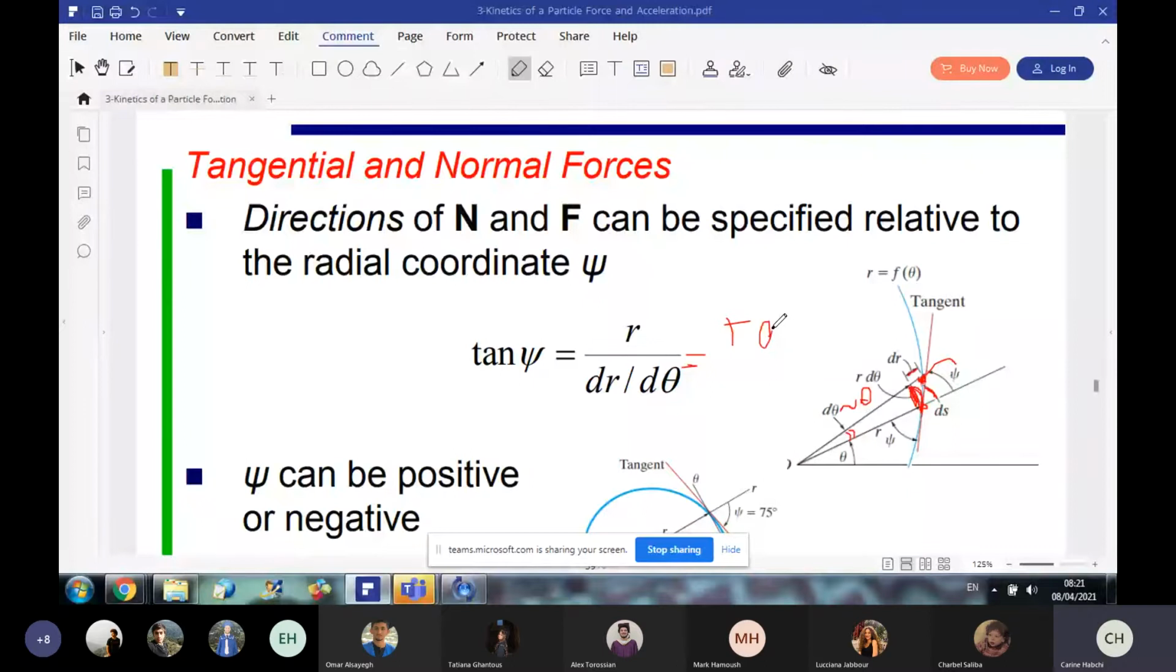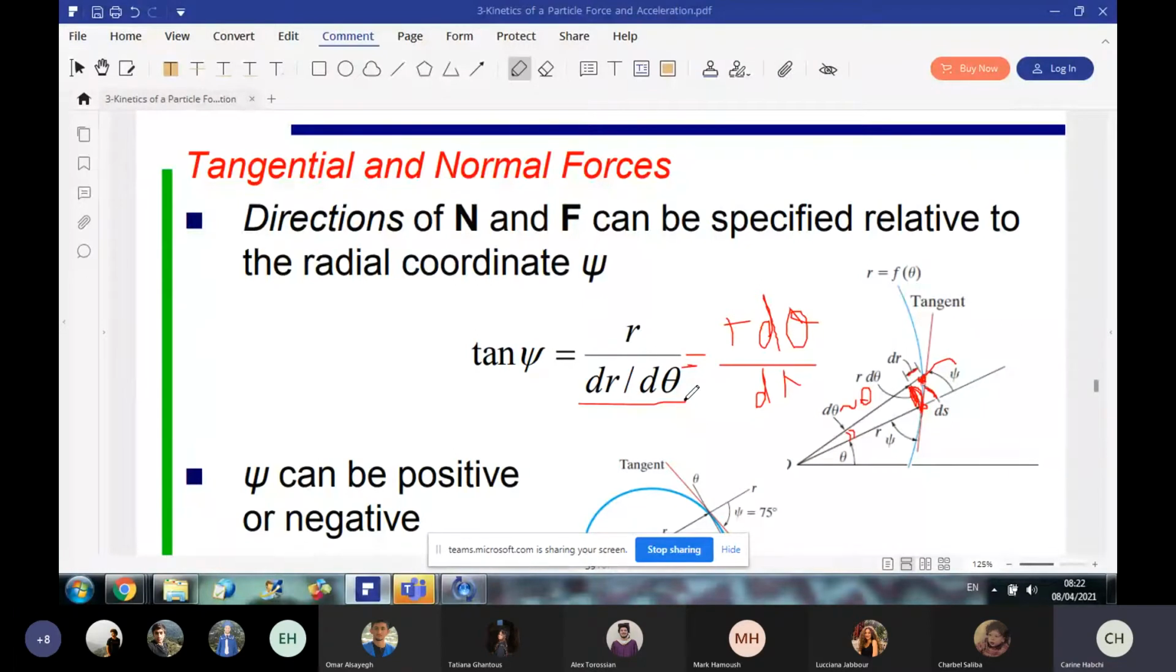Now, if we want to play with the formula, we can divide the two terms by d theta. Then we get that tangent of psi is equal to r over dr by d theta, where dr by d theta represents the derivative of r with respect to angle theta. So from now on, if you have r as a function of theta and you want to find the angle between ur and the tangent line, you can use this formula.